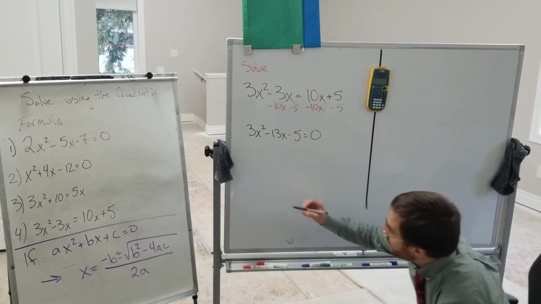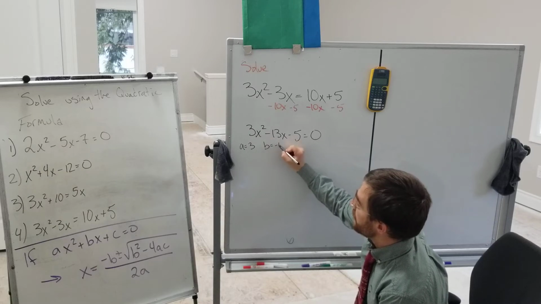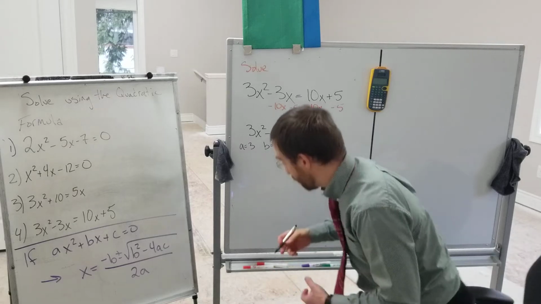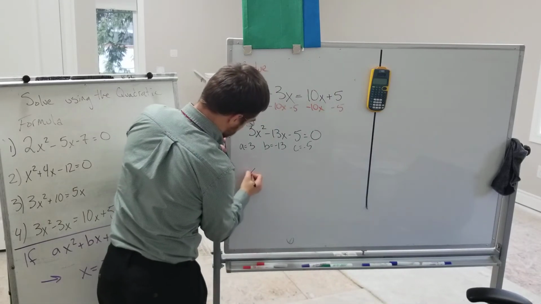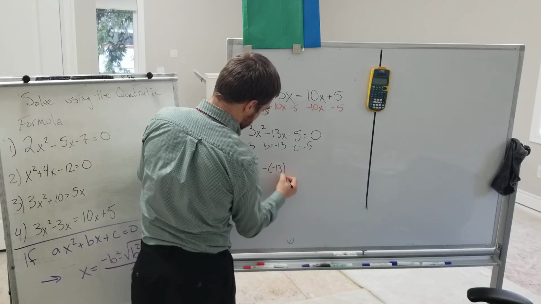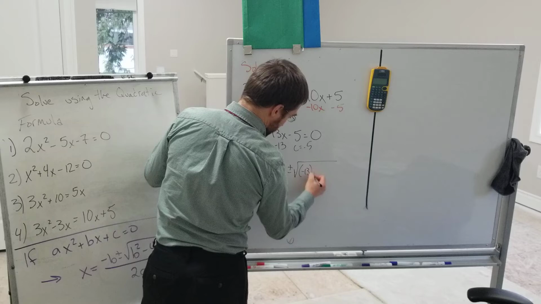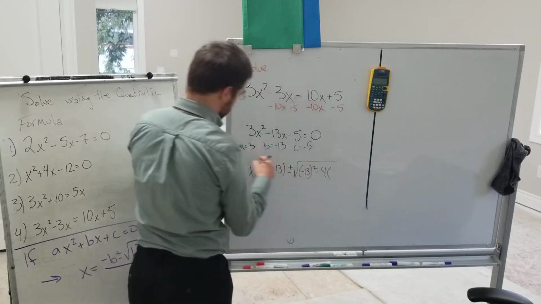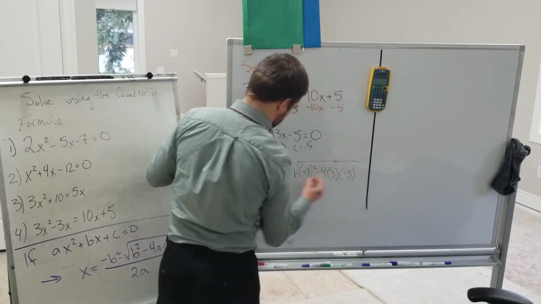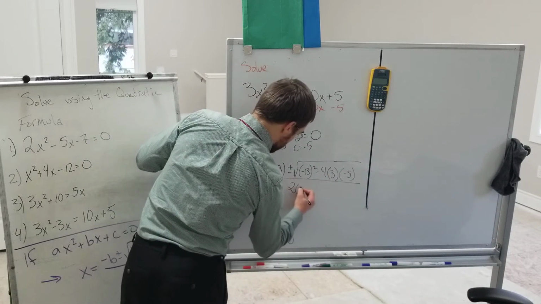So I have my A equals 3, B equals negative 13, C equals negative 5. I can use my quadratic formula. x equals negative B, so negative 13, plus or minus the square root of negative 13 squared minus 4 times A, which is 3, times C, which is negative 5, all divided by 2 times A.